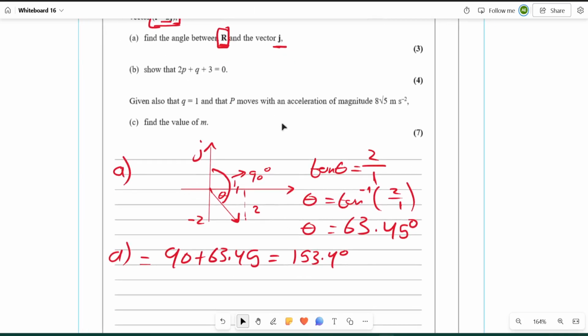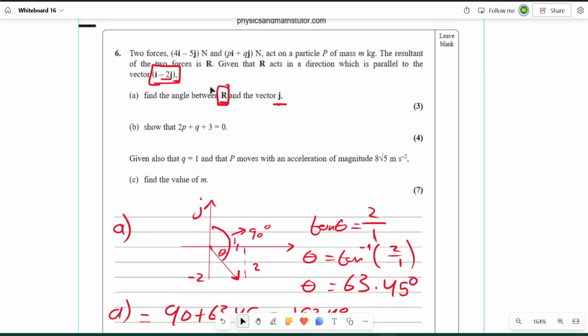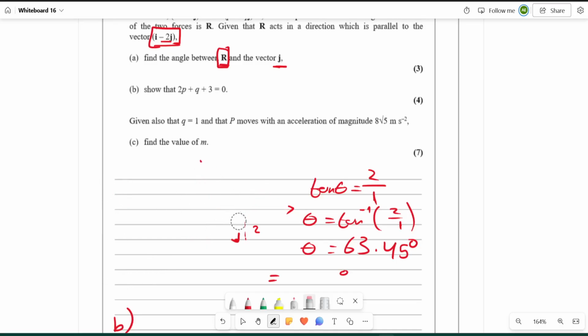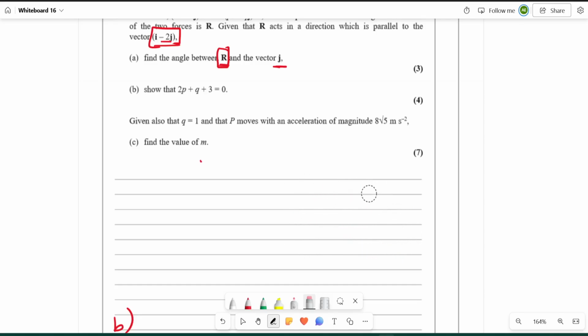Now question B says, show that 2p plus q plus 3 equals 0. So we want an equation for p and q. What I know from here is that R is the resultant of these two forces. Let me erase this part, I don't need it, and let's start doing part B over here. I know that the resultant of two forces is the addition of those two forces.